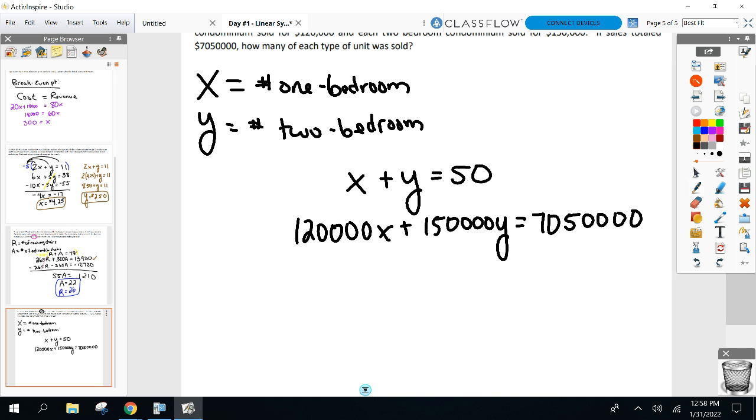Okay, 35. How many total? So that's your 2 bedroom. So how do I find out how many 1 bedroom? Take your first equation, x plus y equals 50.